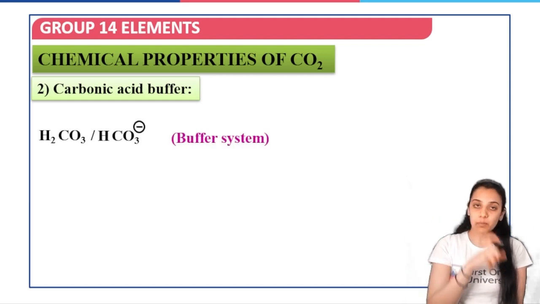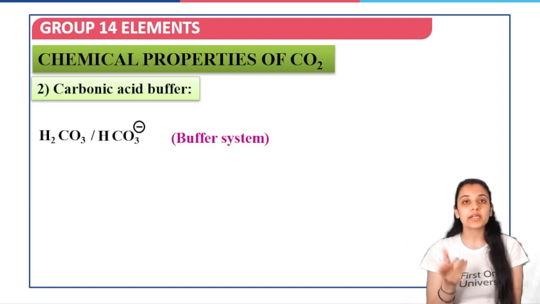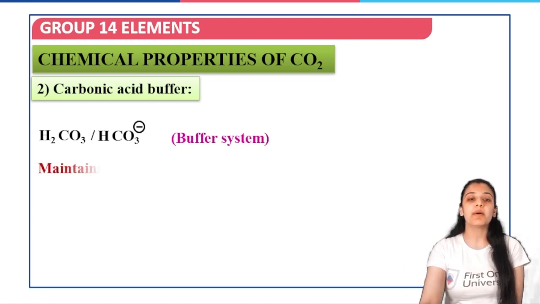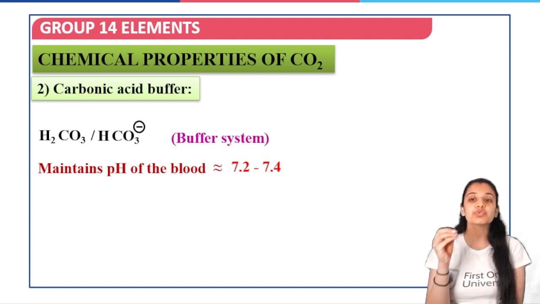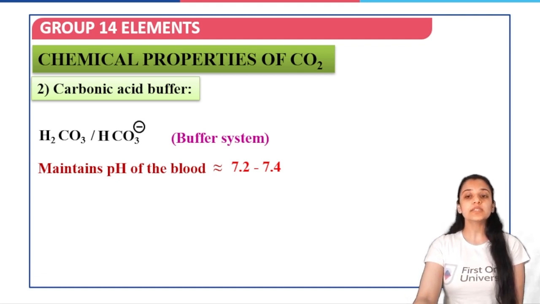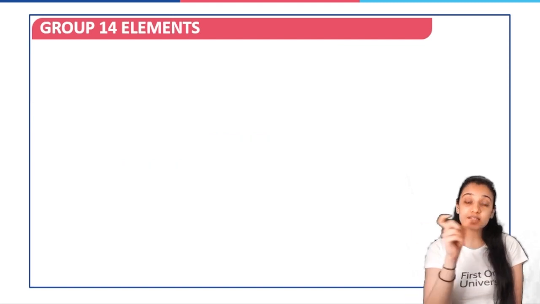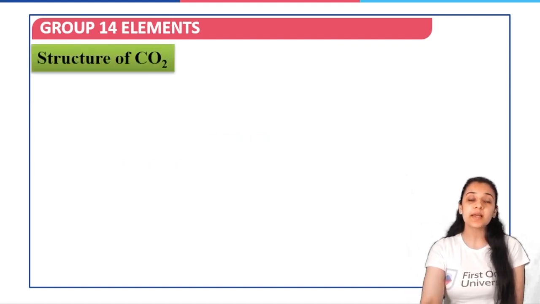So carbonic acid along with the bicarbonate ion together are going to form a buffer system, which is actually responsible for maintaining the pH of blood, approximately 7.2 to 7.4. That is what the pH of blood is, and this buffer is responsible for maintaining this pH.